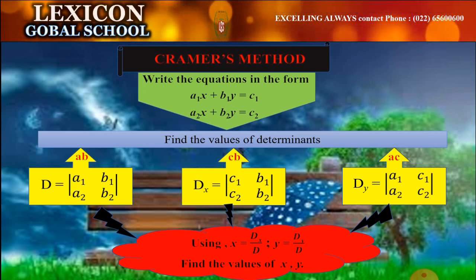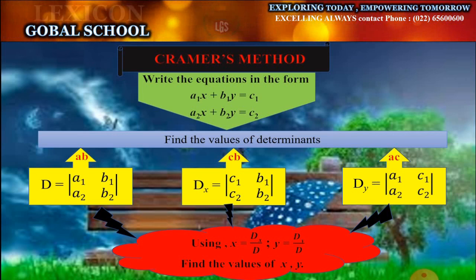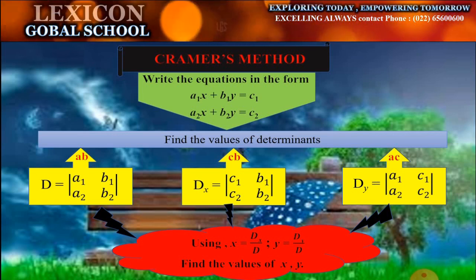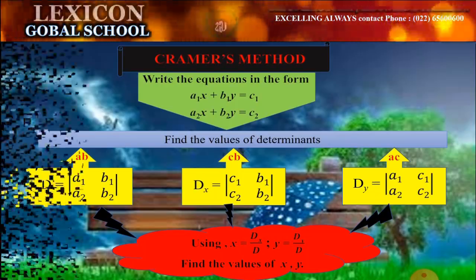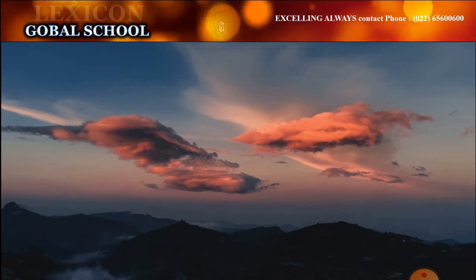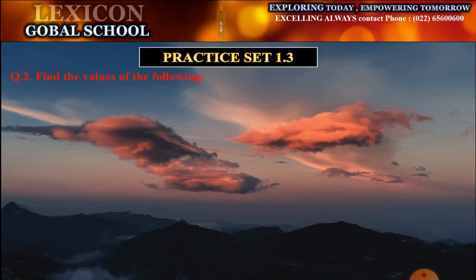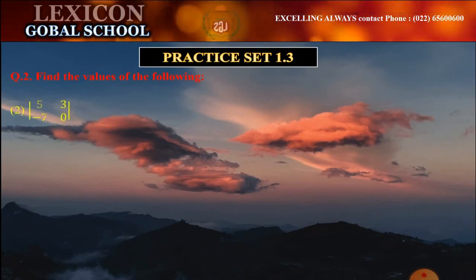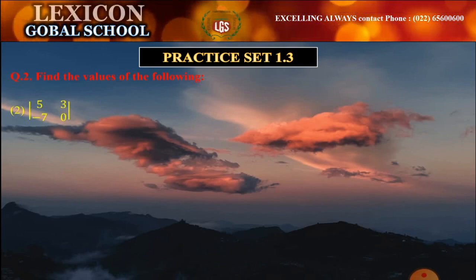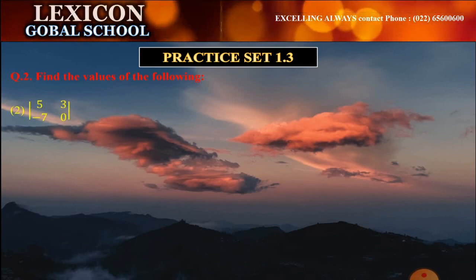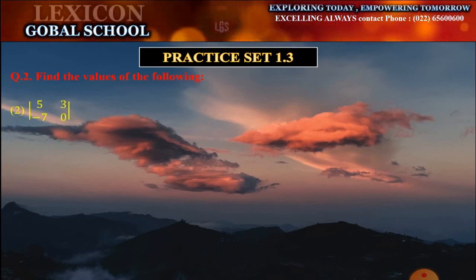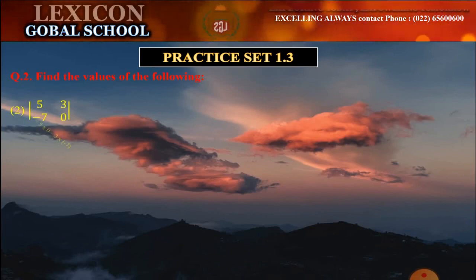Class, now let us solve examples. That means we can solve sums so that this particular method is clear to us by solving them. So we are starting with our exercise 1.3. Sub question 2. Find the values of the following. They have given me a sum where I have 5, 3, minus 7 and 2. Over here we don't have to find out the values of Dx, D or anything like that. We have just given a formula. We directly have to find out the value of the determinant.